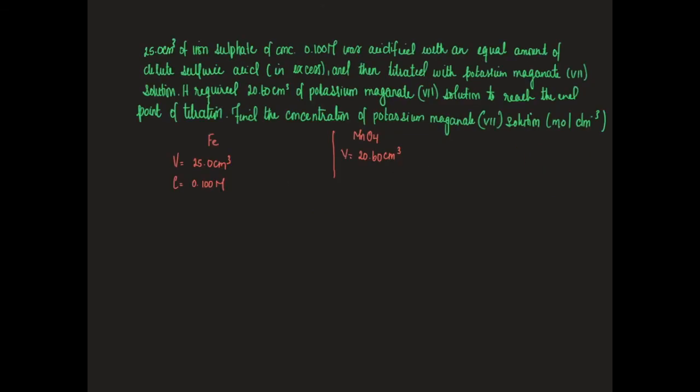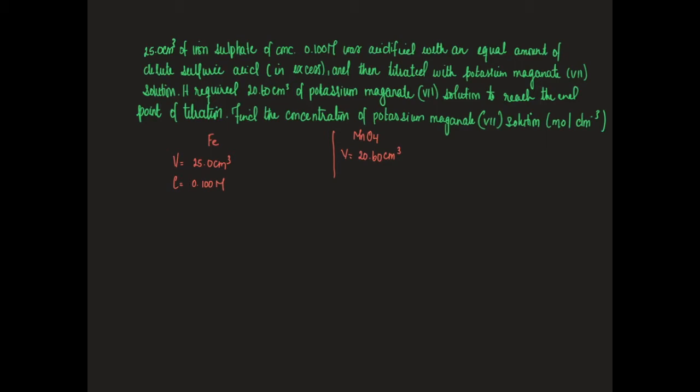25 cubic centimeters of iron sulfate of concentration 0.100 was acidified with an equal amount of dilute sulfuric acid and then titrated with potassium manganate solution. It required 20.60 cubic centimeters of potassium manganate solution to reach the end point of titration. Find the concentration of potassium manganate solution.